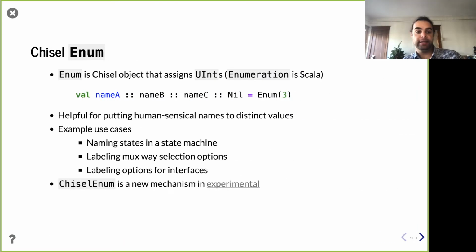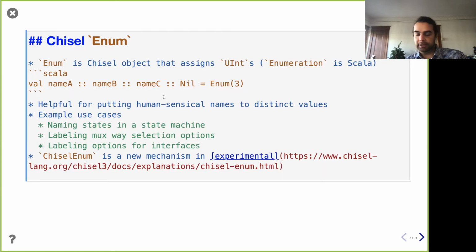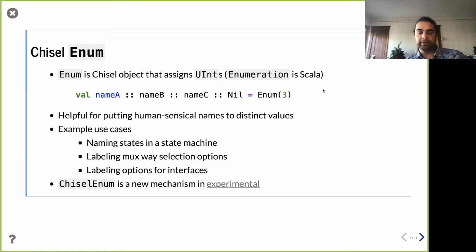Well, Chisel has an Enum construct. This is an enumerated type. Sometimes you want to have nice human readable names, and you want to let the tools worry about actually assigning numbers to that and working with it. So the way to do that is with Chisel Enum. For now, you can treat this as kind of magic syntax. You give the names you want on one side of the equal sign, use these double colons, and then you will get an enum.